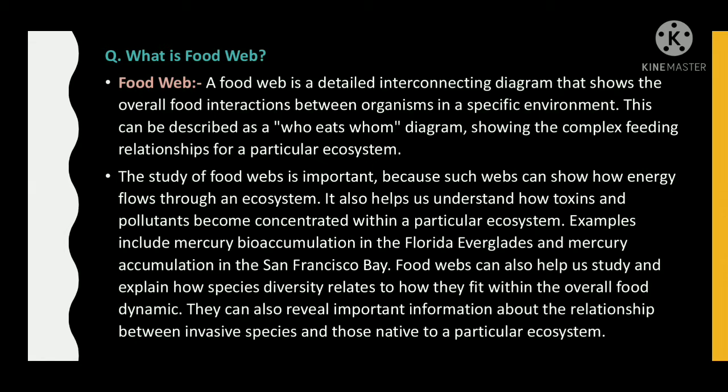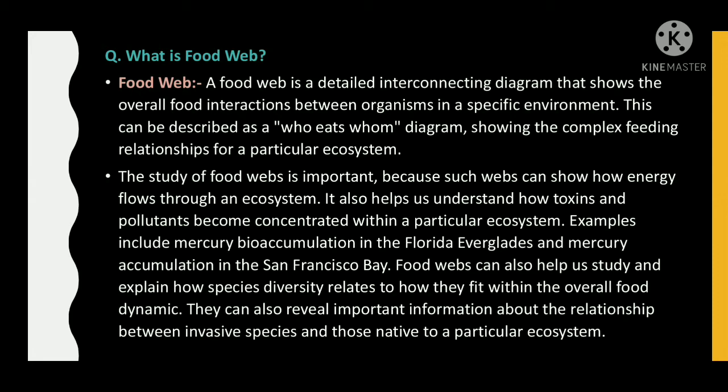in a specific environment. The study of food webs is important because such webs can show how energy flows through an ecosystem. It also helps us understand how toxins and pollutants become concentrated within a particular ecosystem. Examples include mercury bioaccumulation in the Florida Everglades and mercury accumulation in the San Francisco Bay.